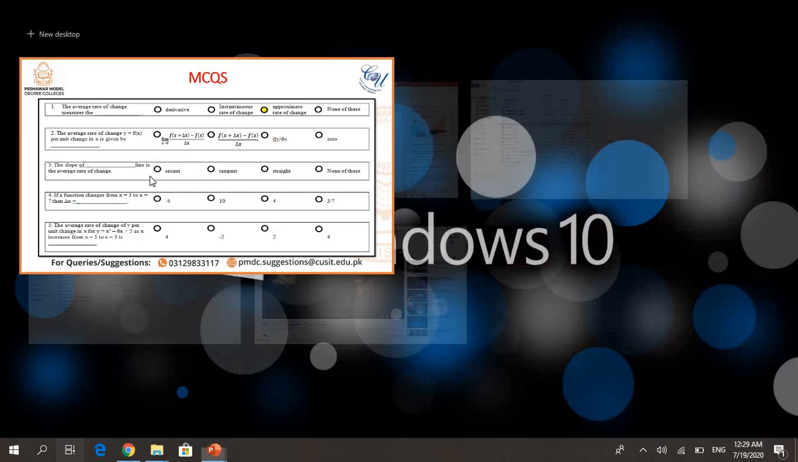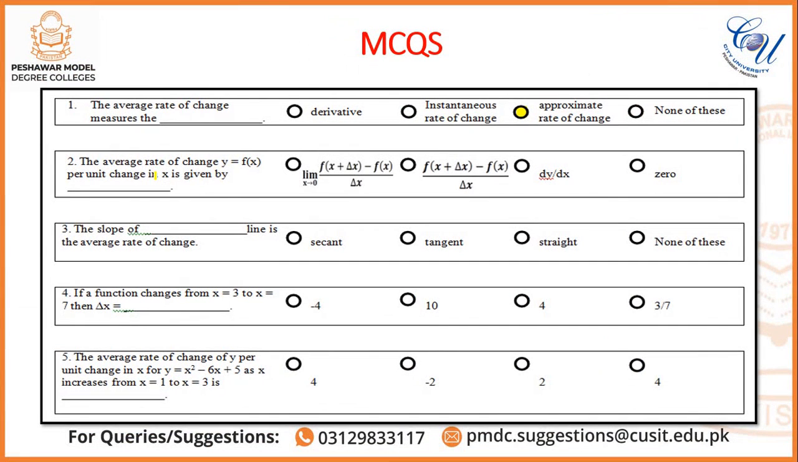Number 2. The average rate of change of y is equal to f of x per unit change in x is given by the second option, that is f of x plus delta x minus f of x whole divided by delta x. The slope of blank line is the average rate of change: secant, tangent, straight, or none of these, that is secant.